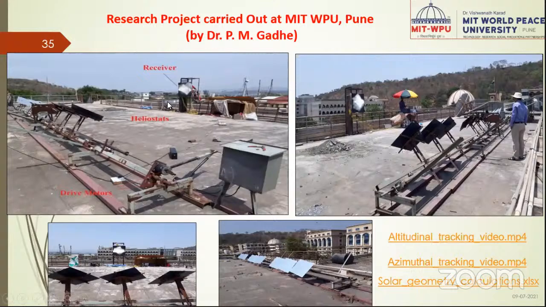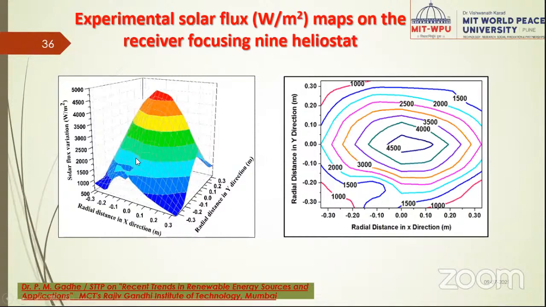So we are focusing on the receiver, and here we are measuring the flux distribution. Thermocouples are connected, and you can see here the focus of all the 9 heliostats. We are measuring the temperature of the thermocouples, and from that temperature, we are finding out the flux map. This is the experimental flux map. You can see that you are not getting the same temperature everywhere. The temperature is varying, and accordingly the flux value is different. This is the contour plot of the flux map. The maximum flux is at the center, and as we move away from the center, the flux value goes on reducing. So this is the flux variation of the solar intensity on the receiver.